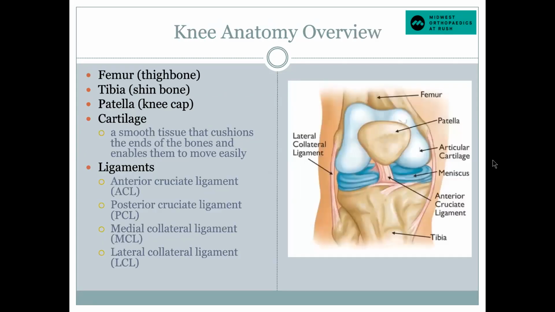We will begin with some knee anatomy. So the knee is made up of the femur, which is the thigh bone, the tibia, which is the shin bone, and the patella, which is the kneecap. Surrounding this is the cartilage and meniscus that provides that fluid range of motion. The four ligaments that make up the knee include the anterior and posterior cruciate ligaments and the medial and lateral collateral ligaments.